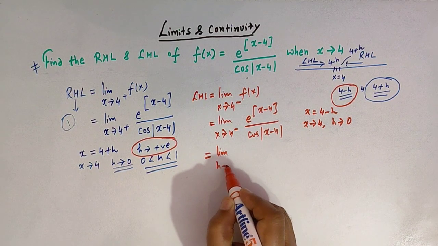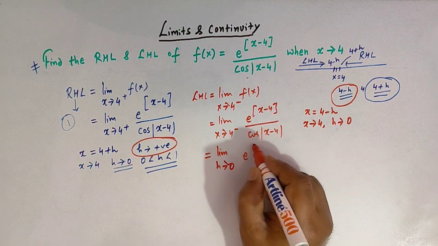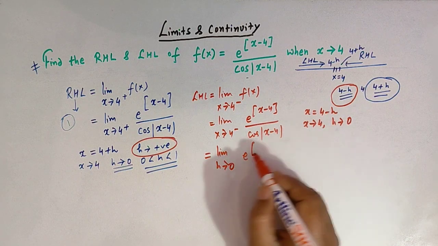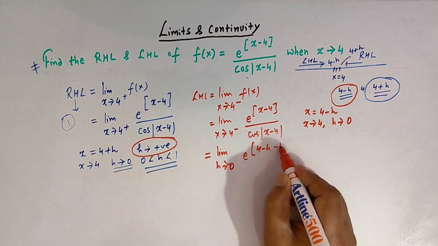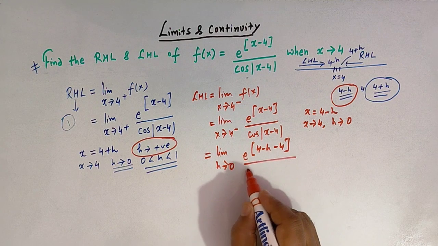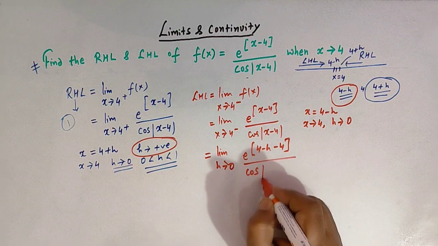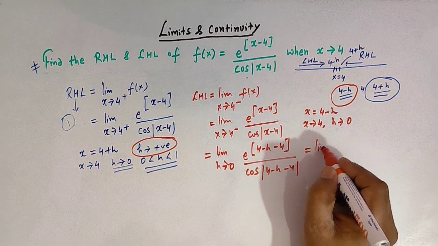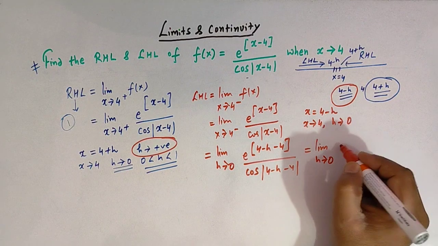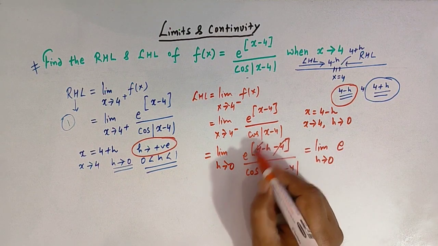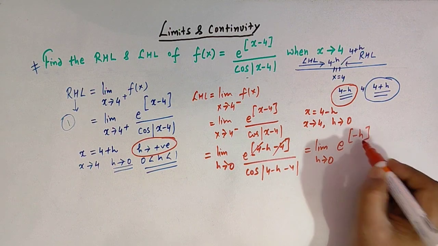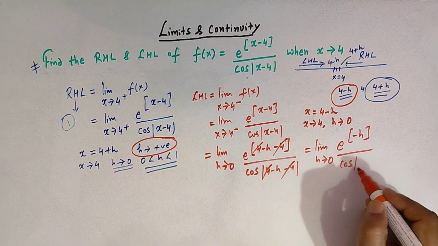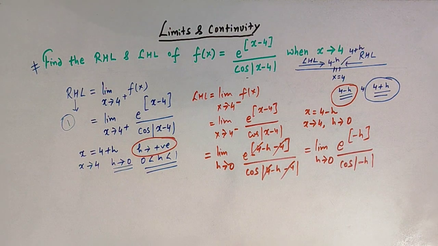So we have limit h tends to 0, and here we have e raised to greatest integer of x minus 4. So for x we can now write 4 minus h, and here we have minus 4, right? And in the denominator we have cosine of 4 minus h minus 4. So we have limit h tends to 0, and e raised to, here 4 and 4 get cancelled, greatest integer of minus h, over cos of mod of minus h, right?